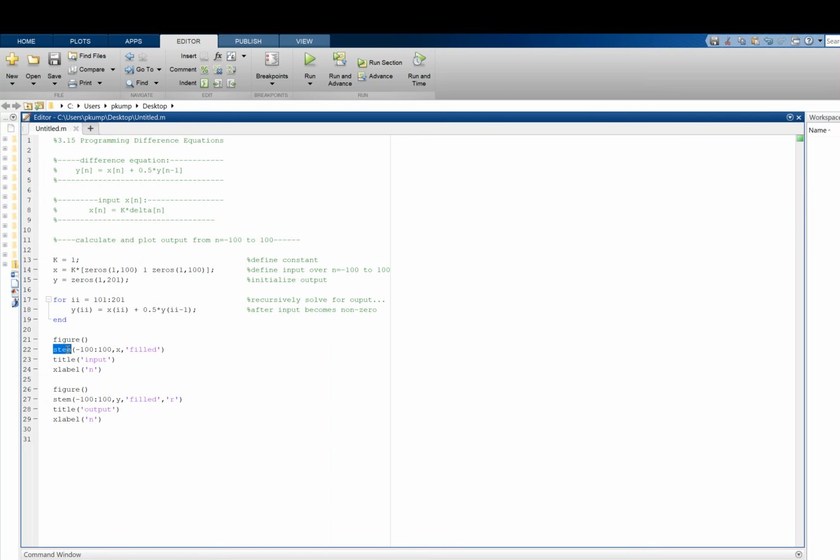Then I'm going to ask to plot it. I'm going to make a stem plot of the input first, so I plot the n values from negative 100 to 100, comma, then the x, that's the input. Then I'm going to make a new figure and plot n, negative 100 to 100, comma, the y, the output. All right, let's take a look at what we got. I'm going to click Run.